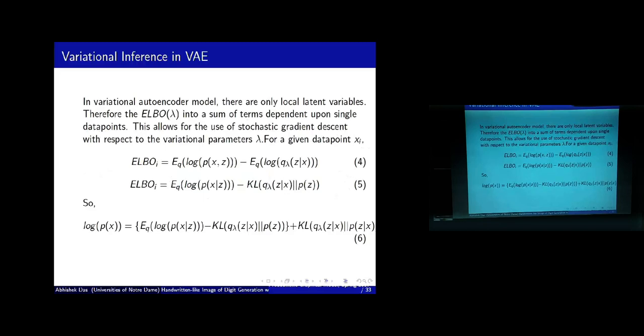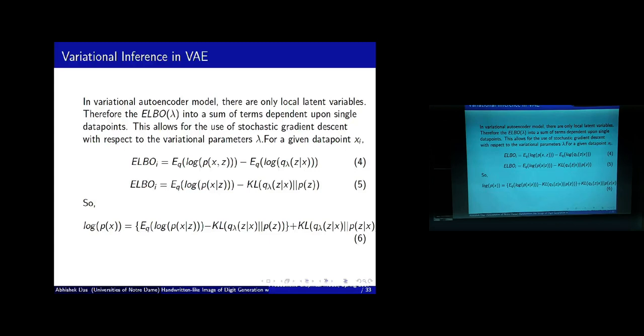And in variational inference, we use the ELBO technique, where it's decomposed into the sum of terms dependent only upon the single data points. This allows for the use of stochastic gradient descent with respect to the variational parameters lambda for a given data point xi. The ELBO is defined as this, or we can also write like this.